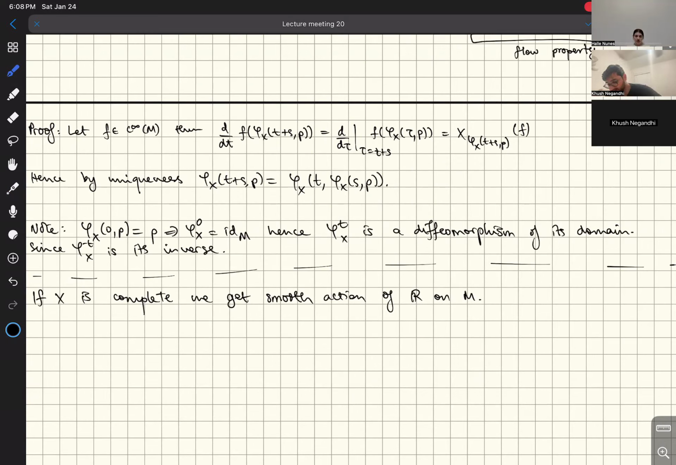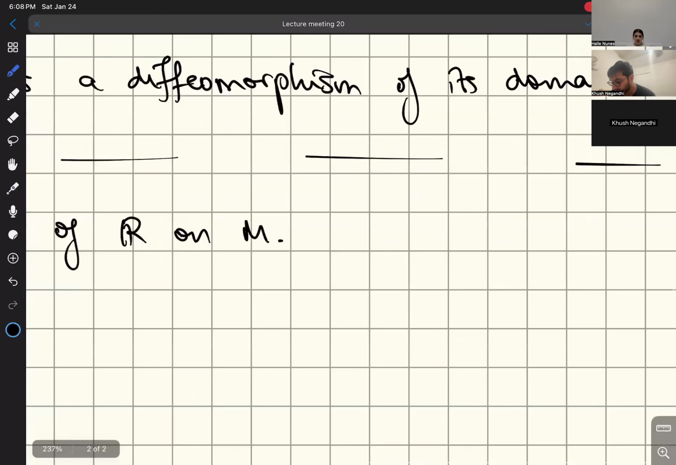Okay, so X is complete. So if X is complete, we get a smooth action of R on M. And the way the smooth action is given is, you send t to the flow of X at the point t. One interesting thing to note is that not only are these functions diffeomorphisms, they must commute with each other because it commutes here. And we have a group homomorphism into the diffeomorphism group of M.